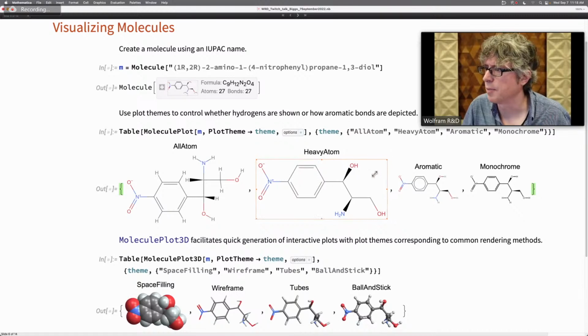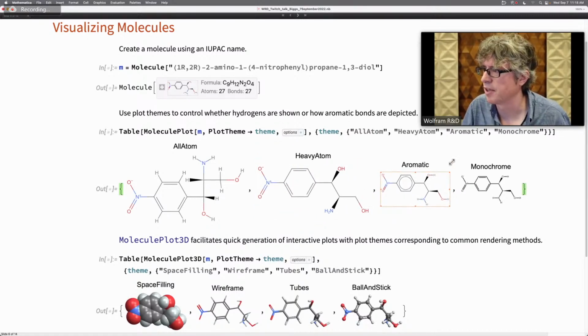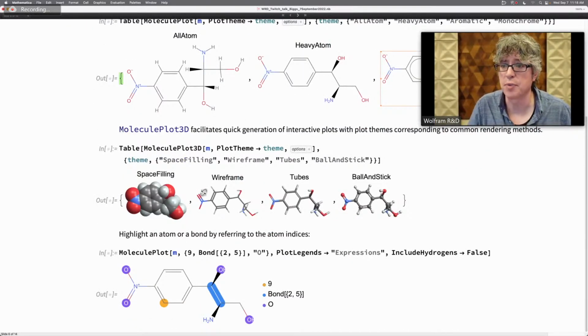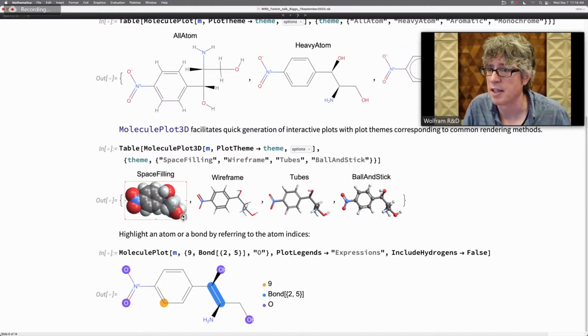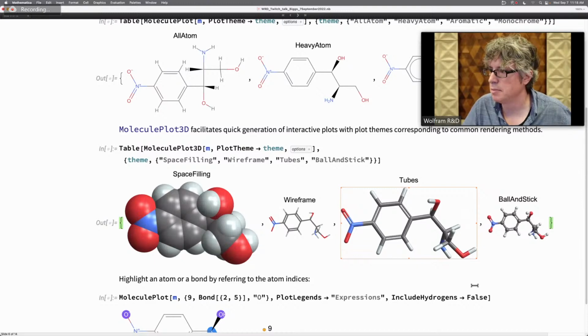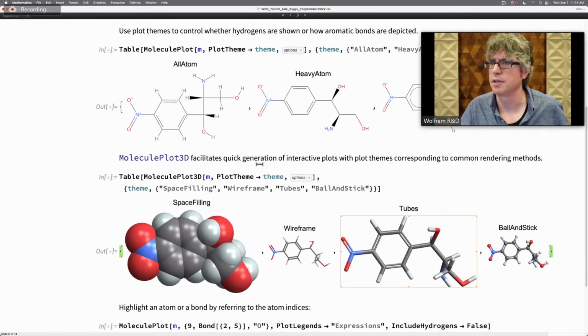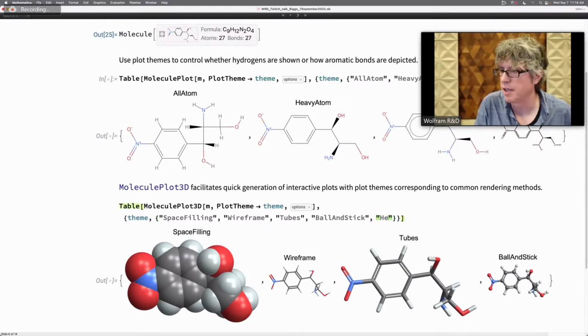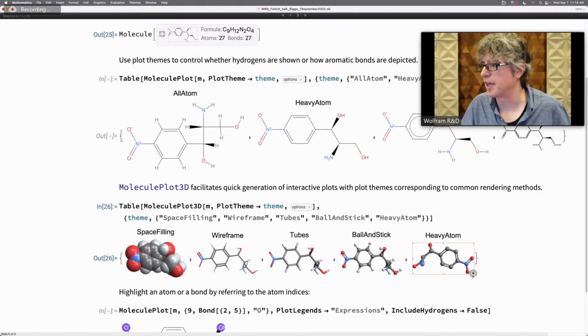You can give it a plot theme to emphasize the fact that part of the molecule is aromatic. As we said before, you can generate 3D coordinates for it rather easily. And then unlike in 2D, in 3D we almost always want to show the hydrogens because they're a part of the structure. But you can obviously also give the same plot theme of heavy atom to leave off the hydrogens. And you can also combine these.